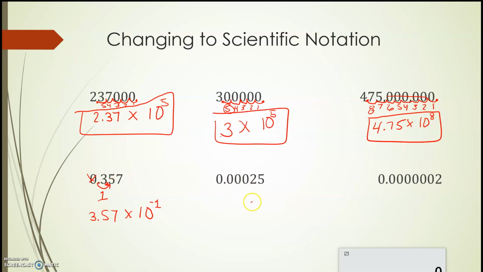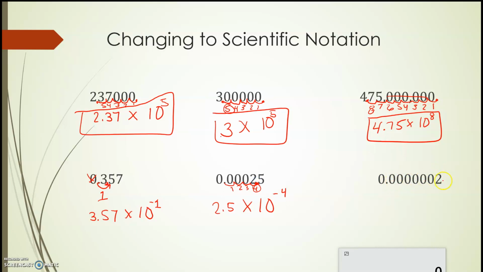So let's look at another one. We always know it's going to be times 10. Since this is a small number, we know it's going to be a negative up here. We put the decimal right after the very first digit that's not a 0, so we don't look at those zeros. We have to figure out how far we have to move this. 1, 2, 3, 4. So the number is going to be 2.5 because that's where we moved it to, and the exponent is the 4.